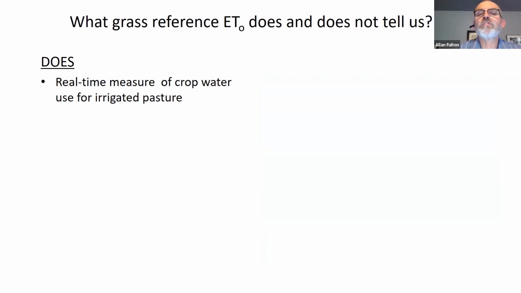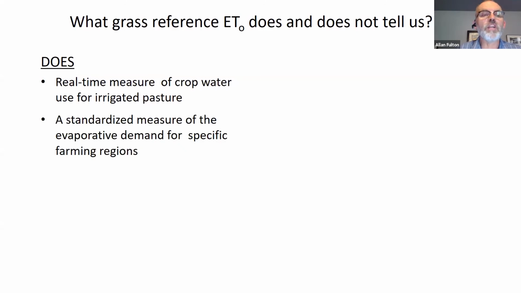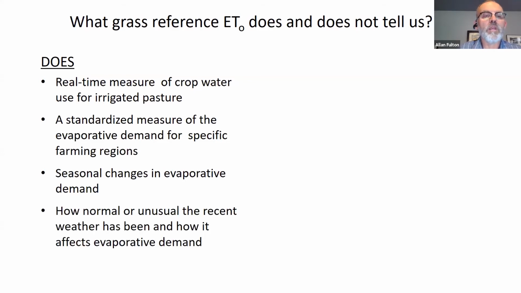What does short grass reference ETo tell us and not tell us? It provides a real-time direct measure of crop water use for irrigated pasture. It's a standardized measure of the evaporative demand for specific farming regions. It provides us seasonal changes in evaporative demand from the spring to the summer, through the fall, and even in the winter. And it gives us a sense of how normal or unusual the recent weather has been and how it affects evaporative demand.